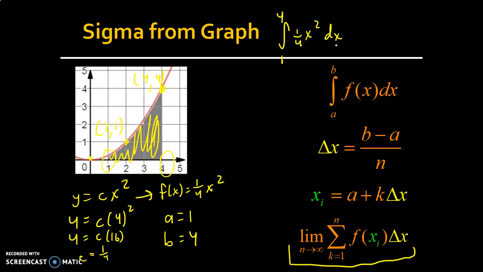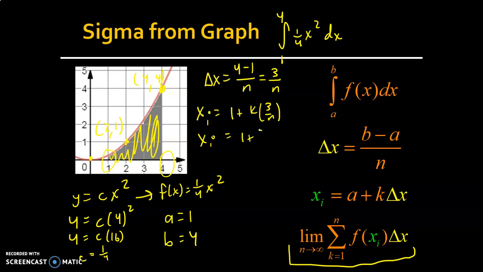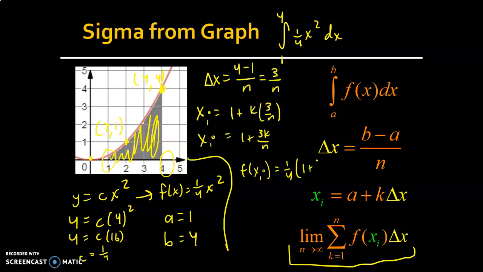So same steps as before. I'm going to find delta x, x sub i, f of x sub i, and then I'm going to plug everything in. So delta x is b minus a over n, 4 minus 1 over n, which is 3 over n. x sub i is a plus k times delta x. So x sub i would be 1 plus 3k over n. And then in this case, my formula was 1/4 x squared. So f of x sub i would be 1/4 times (1 plus 3k over n) squared.